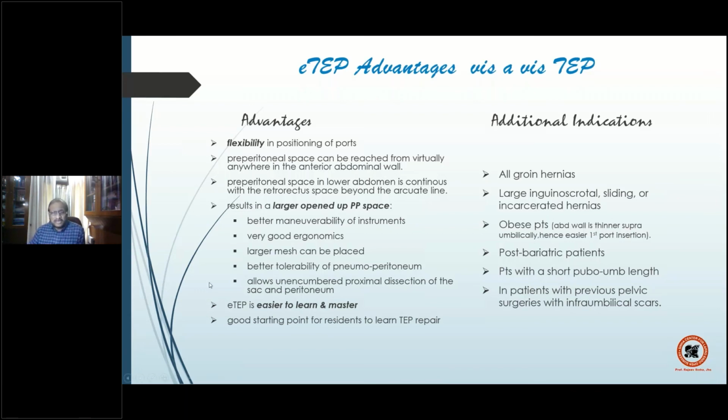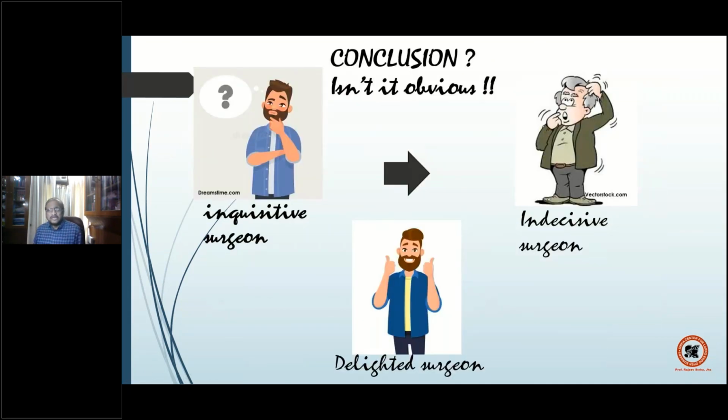So with all these advantages, it is self-evident that the additional indications which were not there for TEP now work for the eTEP. Thus, you can even approach large inguinoscrotal, sliding, or incarcerated hernias. You can approach obese patients because the abdominal wall is thinner supraumbilically and hence first port insertion is easier. Post-bariatric patients, patients with a short pubo-umbilical length, and of course patients with previous pelvic surgeries and infra-umbilical scars.